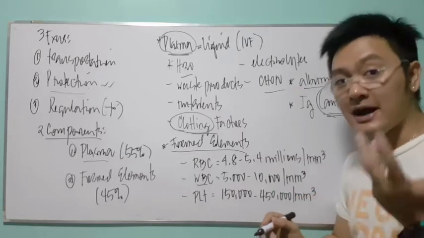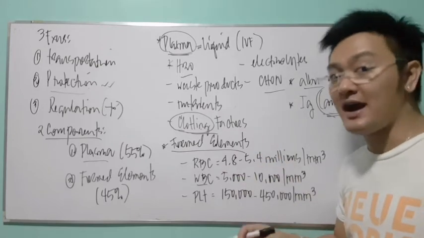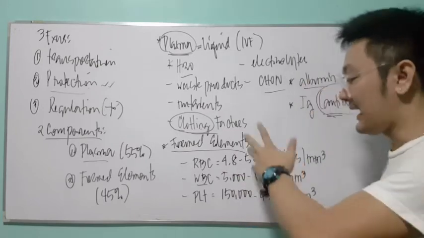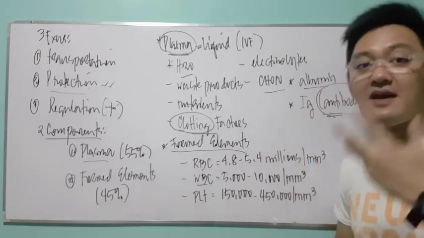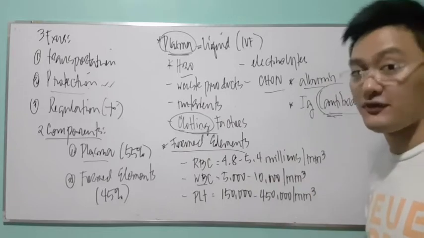I know in your mind you may have other normal values. It's okay. You might be using another textbook. But anyway, this is my normal value. If you have another value, it's fine with me. So these are what we call formed elements.